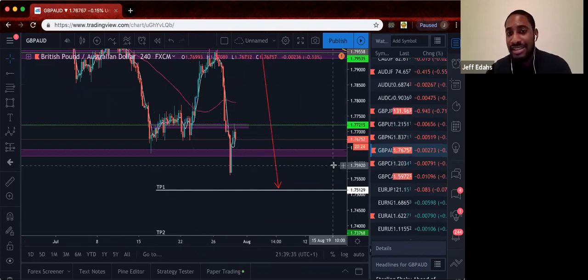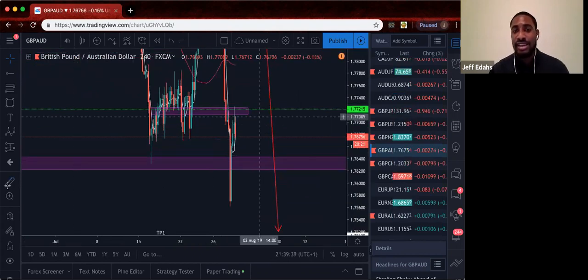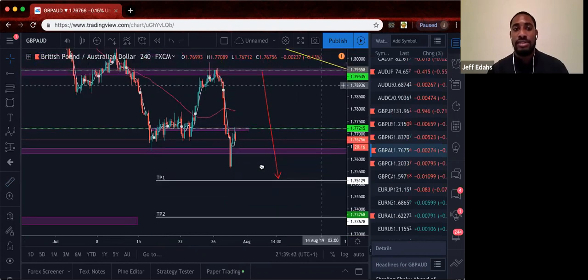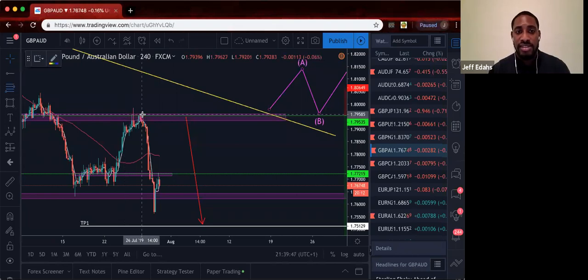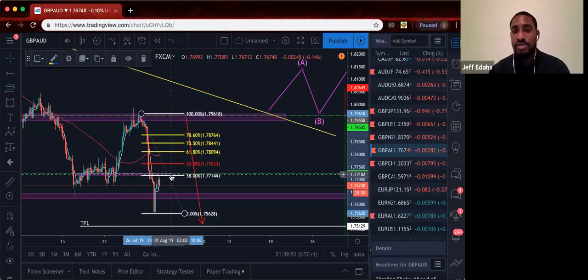Okay, and then as you can see, it's reacting quite good off that area, and it looks like it's heading down right now. So again, if you wanted to get into that, what you simply do is Fibonacci, right from the top, because this is the top of this impulse when it started dropping, right to there. As you can see, the 38% level was met.